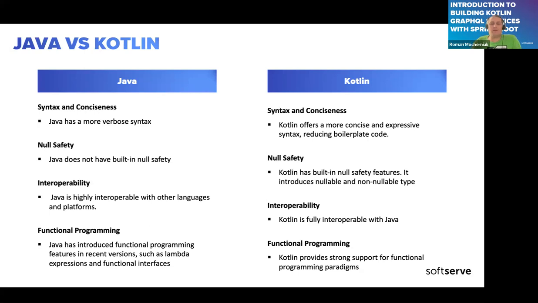Interoperability, as I mentioned before: Kotlin is fully interoperable with Java. We could use the same classes, variables, and libraries in Kotlin and in Java. And about functional programming, Kotlin provides stronger support of functional programming than Java. Java, of course, also has some of it. It has functional interfaces and lambda functions, which were added in Java 8, but Kotlin provides more functionality for it.